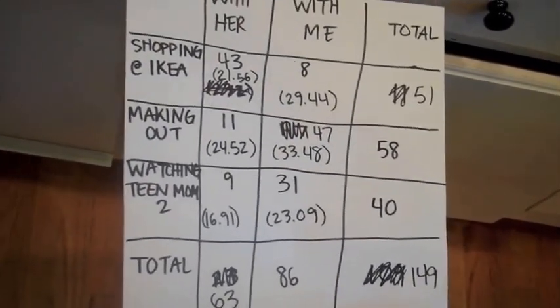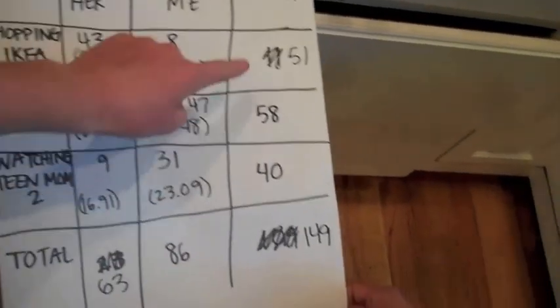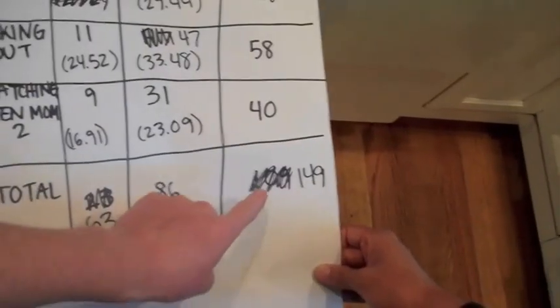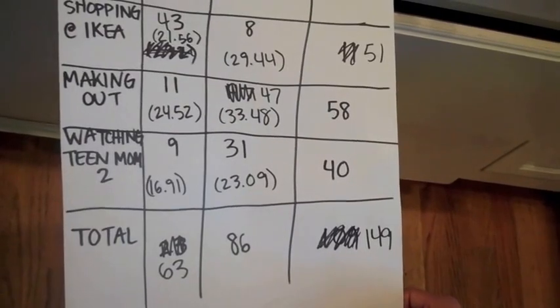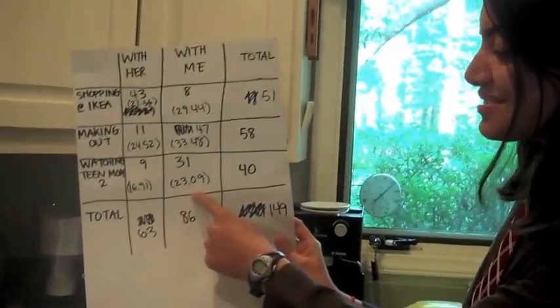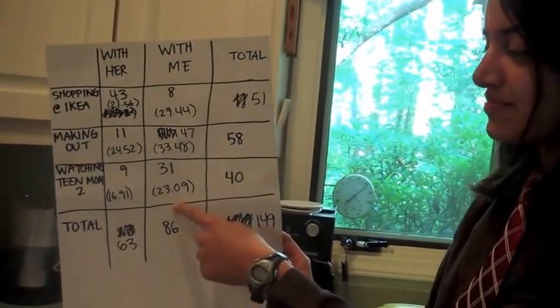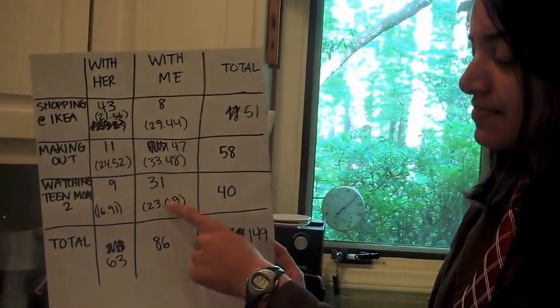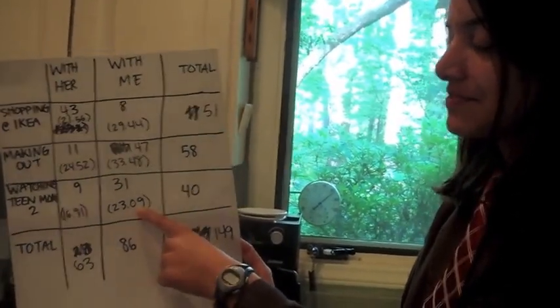So first you do the expected counts. You get that by multiplying the row total by the column total and dividing by the total number of hours in a selected week. Alright, so this one would be 23.09. Yep, we would expect you to spend 23.09 hours per week watching Teen Mom 2 with me, but in reality you spend 31 hours per week doing that.